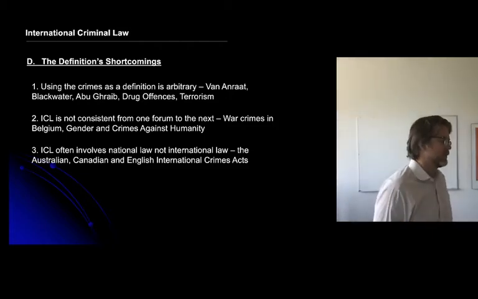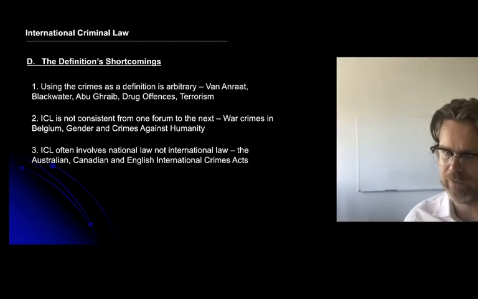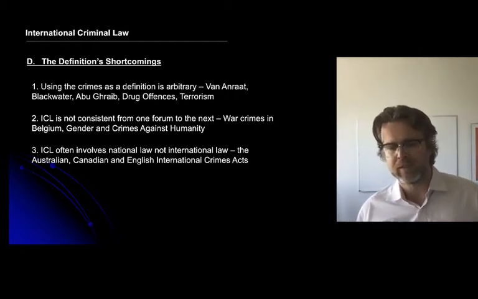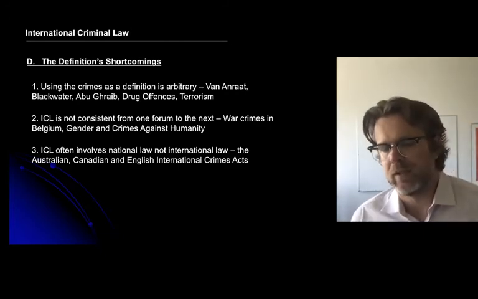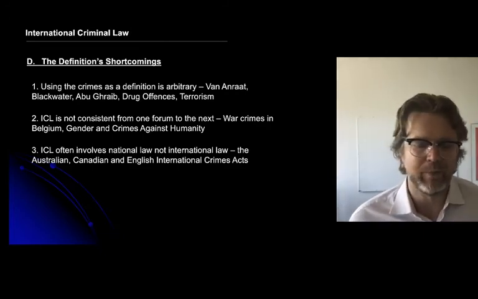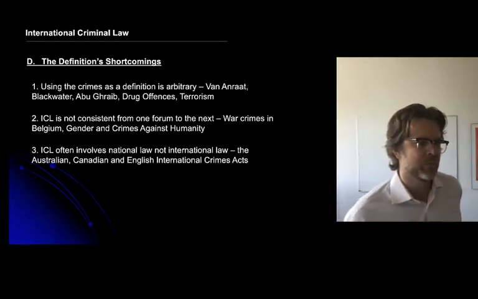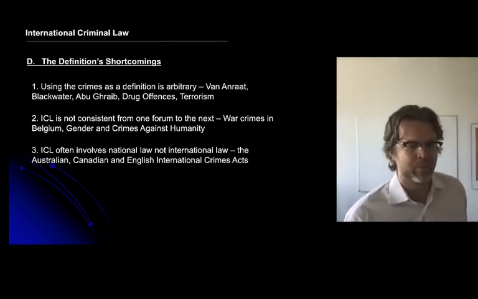There's a very interesting problem also, which I want to introduce you to now. I've sort of gestured at it in different ways, but there's sometimes an important division of labor in defining the law between international law and national law. And maybe the best way of illustrating this is the Van Anrat case.